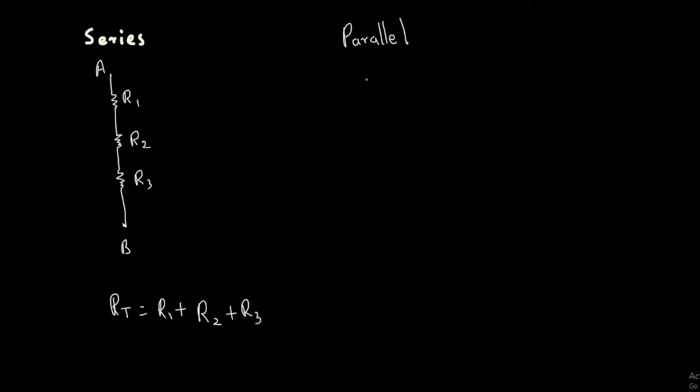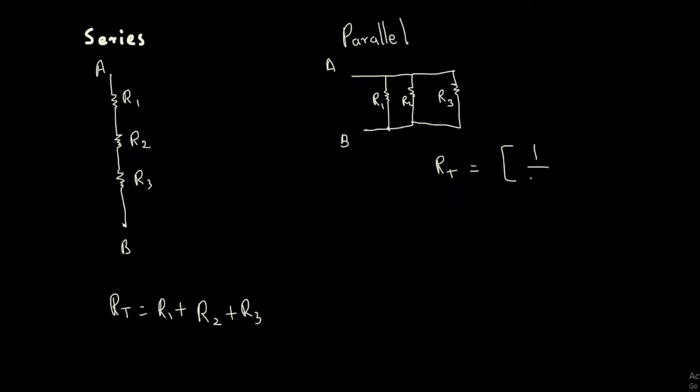And for parallel resistors, let's say we have resistors like this. Let's say this is our point A, this is point B, and this is R1, R2, R3. So the R total for the parallel resistance is going to be 1 over R1 plus 1 over R2 plus 1 over R3. Okay, so this is the equivalent resistance.